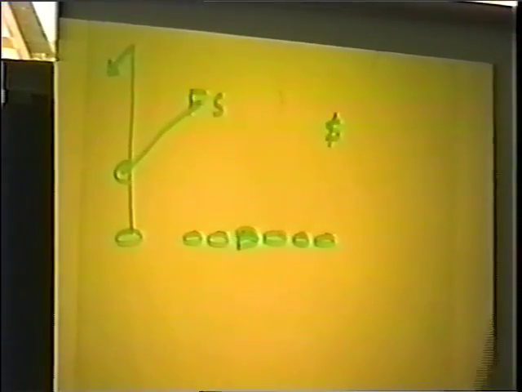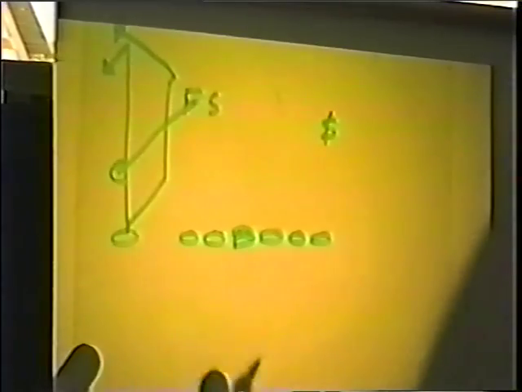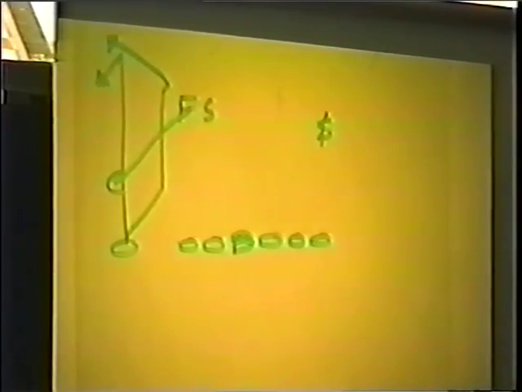Now, on the snap of the ball, our conversion on that route is we're going to run what we call a burst or a circle out, which is like a corner route, okay? If you have a 2-deep look.